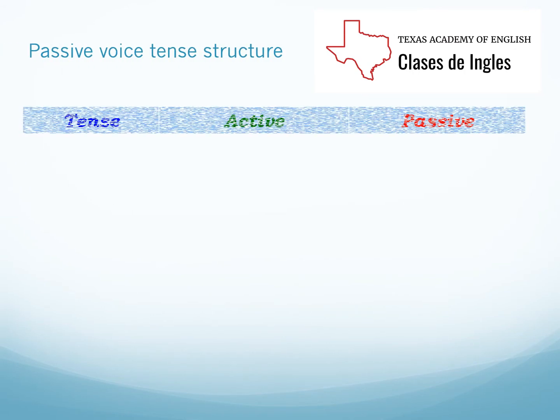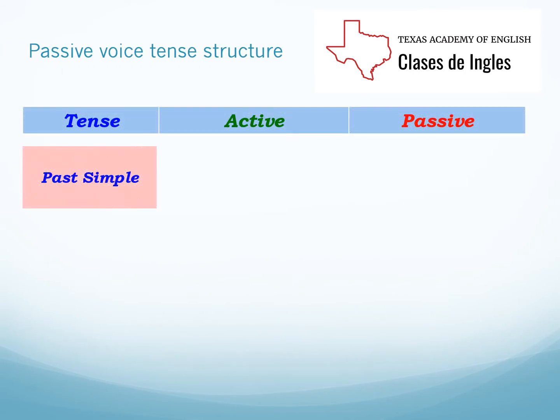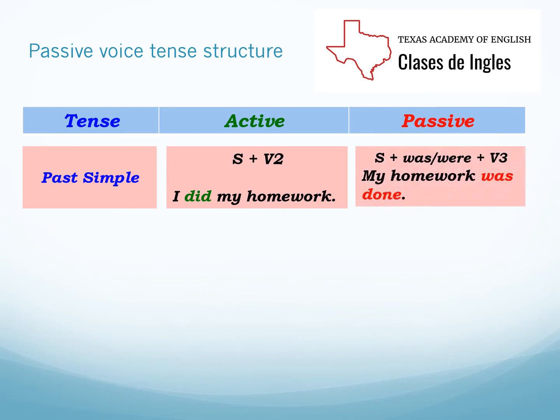Now continuing with the structure, when we look at the past simple, we use the subject plus the past simple verb, I did my homework. And in the passive voice, we use the subject plus was or were plus the past participle. So we can say, my homework was done.